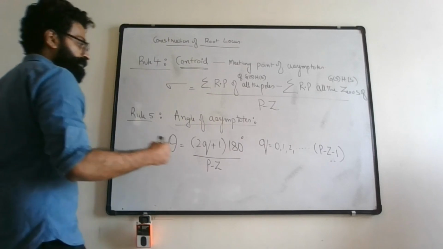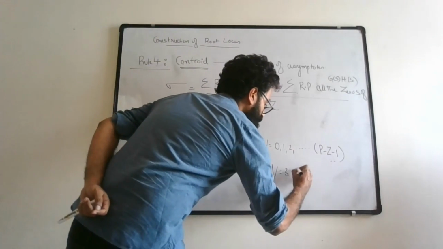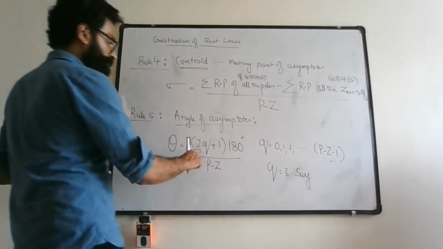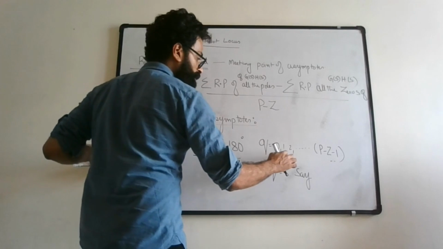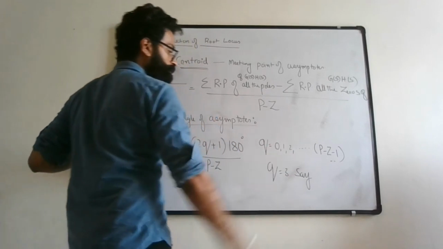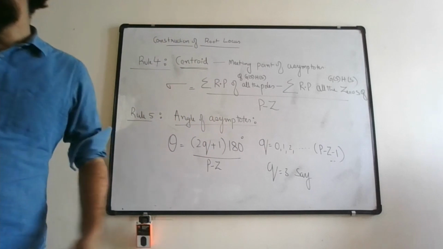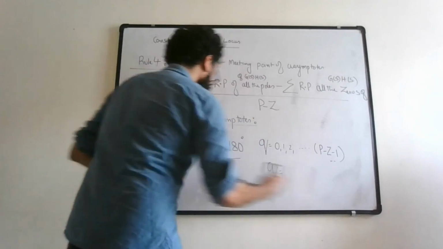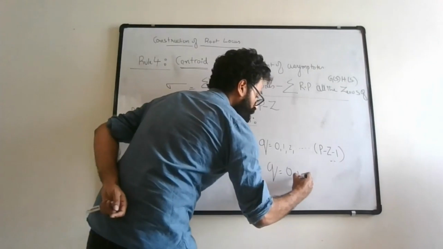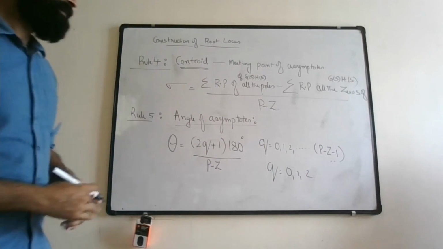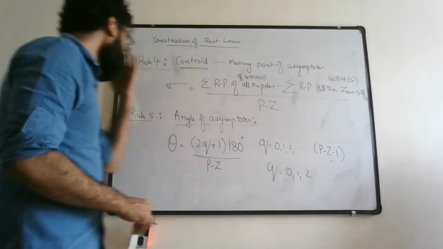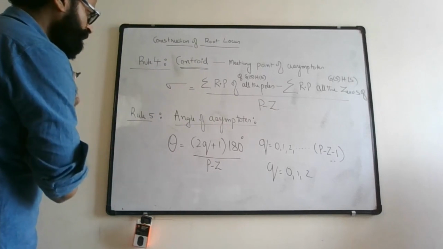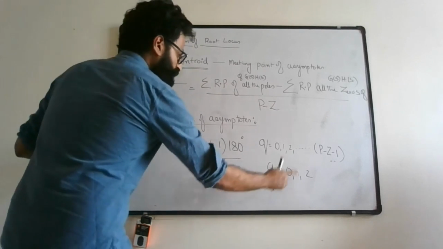Say, for example, if you get a count of 3 for q, that means q takes the values 0, 1 and 2. The count is 3, consisting of 0, 1 and 2. So what you have to do is find theta for each q value.